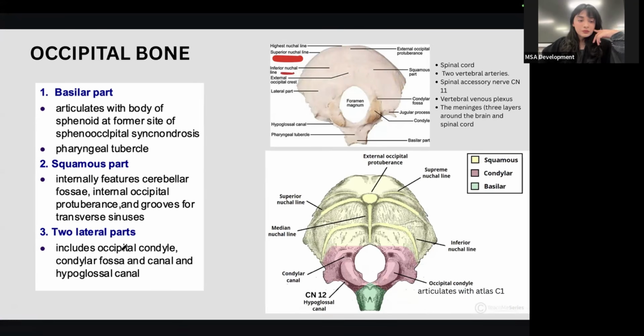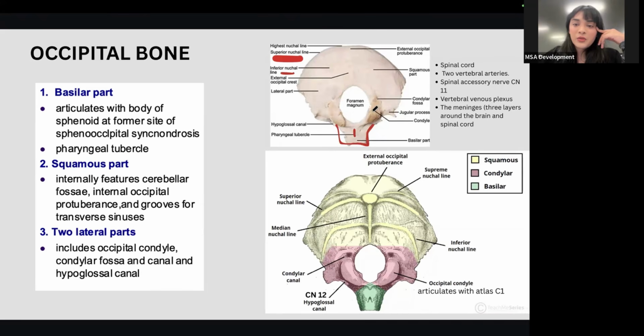And then the basilar part is going to articulate with the sphenoid. This narrow part over here is the basilar part, and it articulates with the sphenoid at the spheno-occipital synchondrosis. There's also the pharyngeal tubercle on this basilar part, which is where the pharyngeal muscles attach.